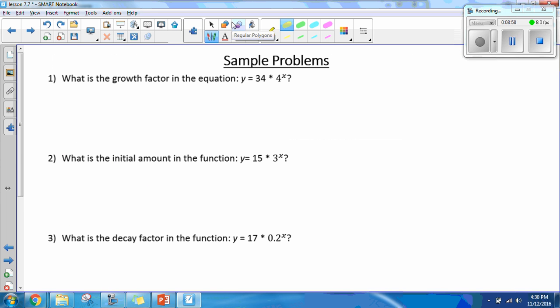Here are some sample problems. What is the growth factor in the equation y equals 34 times 4 to the x power? Here, the growth factor is 4, which is our b value.